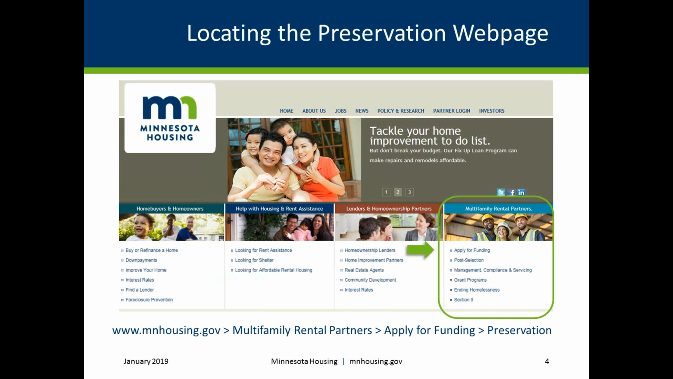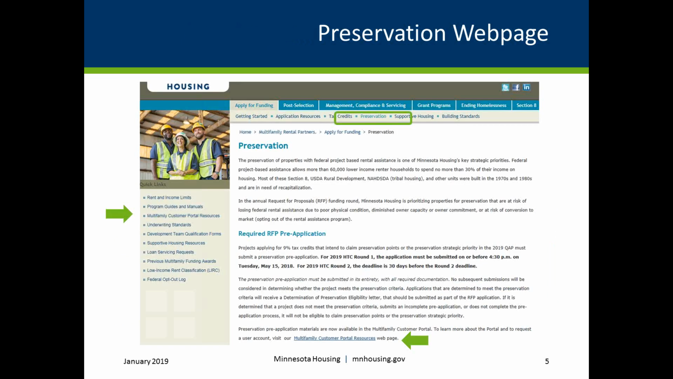Minnesota Housing's website is www.mnhousing.gov. From Minnesota Housing's homepage and within the Multifamily Rental Partners column on the right side of the screen, select Apply for Funding. Once on the Apply for Funding tab, select Preservation, which is in the middle of the Apply for Funding ribbon at the top of the page.